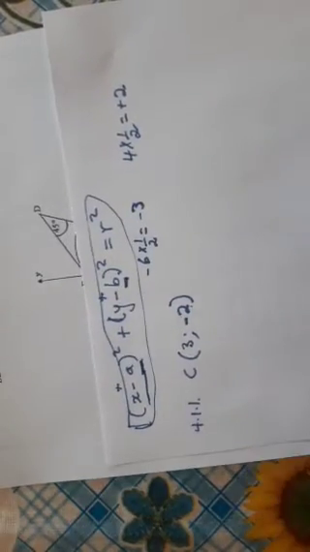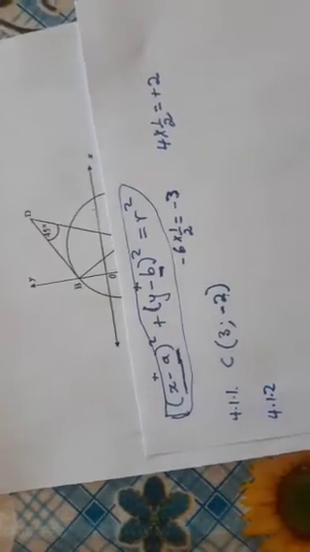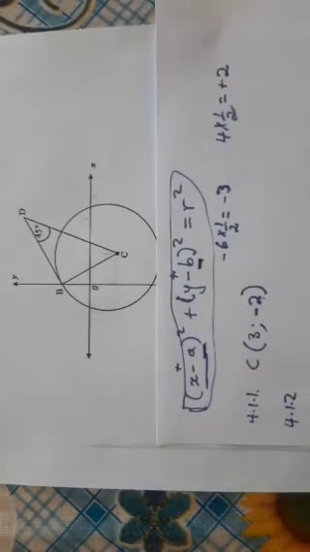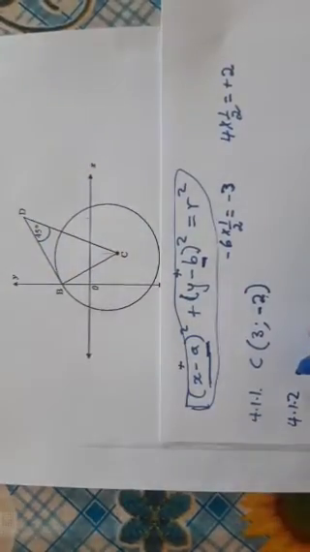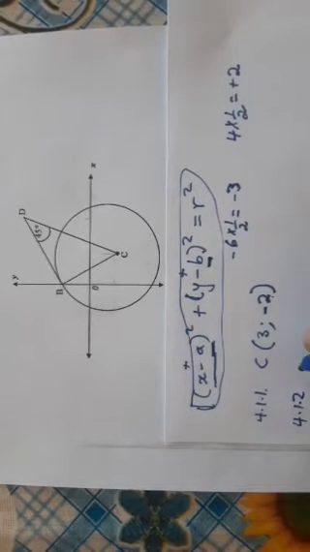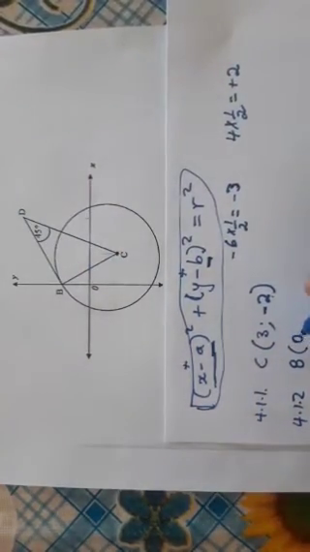Right, quickly let's go for 4.1.2. Now on 4.1.2, let's determine the coordinates of B. B is on the y-axis. So what are the coordinates of B? B has coordinates on the y-axis, where x is 0, and then we solve for y.